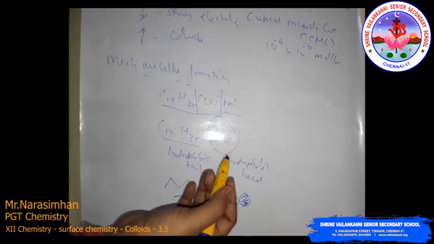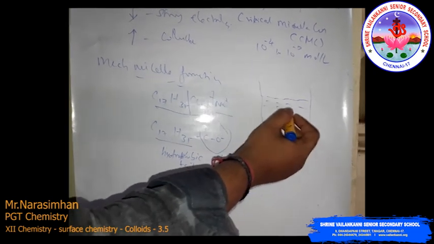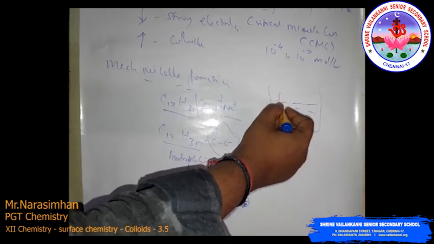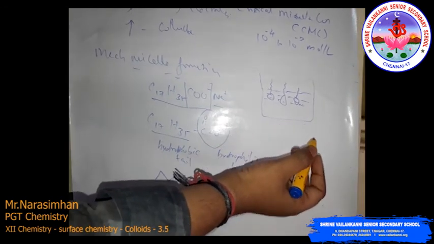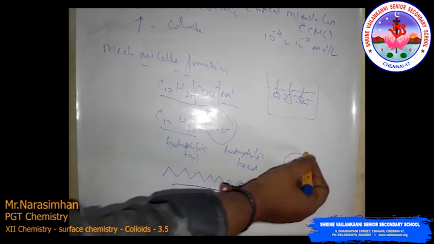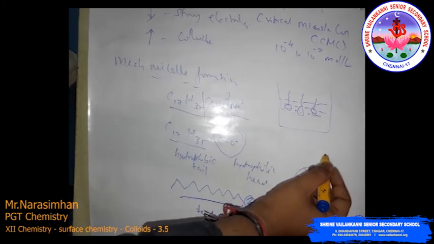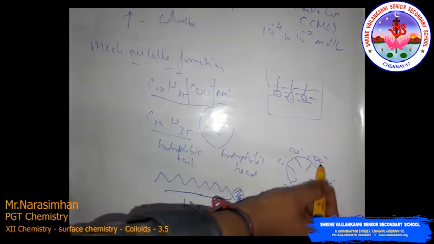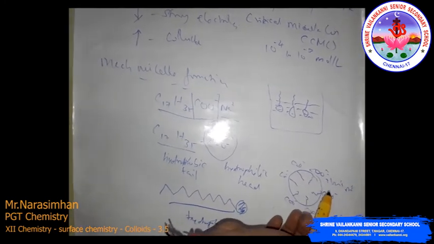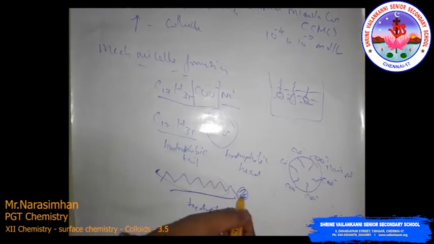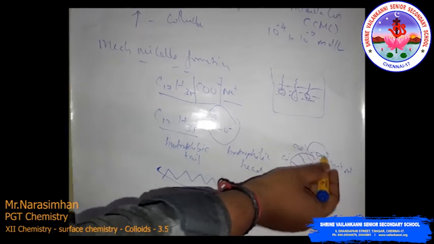Then what happens to stearate ions in water? See, this is the water and the stearate ions. The stearate ions form the ionic micelle like this. The RCOO minus ions are present on the surface, with R the hydrocarbon chain and COO minus the ionic head.